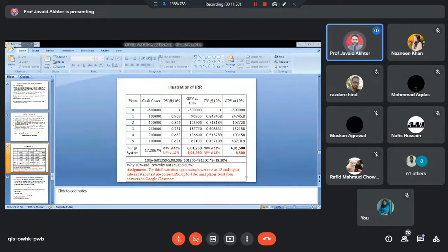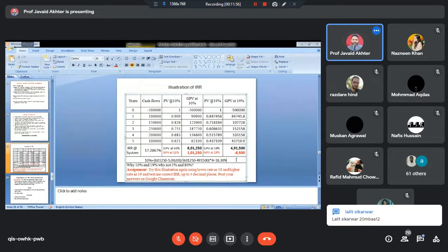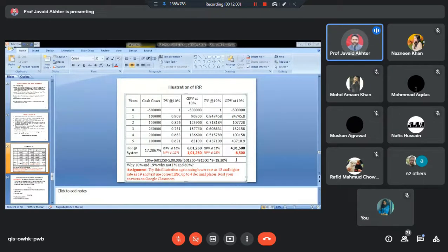10% was our minimum, our lower discounting factor. It was our higher present value. It is our investment. Higher present value minus lower present value. This is the lower present value. Then multiplied by the difference in rate. The difference in rate is 9%, 10 and 19. So our IRR by this formula comes to 18.30%. 18.3. Before I proceed, look at the formula. If you are satisfied, I'll explain to you more.